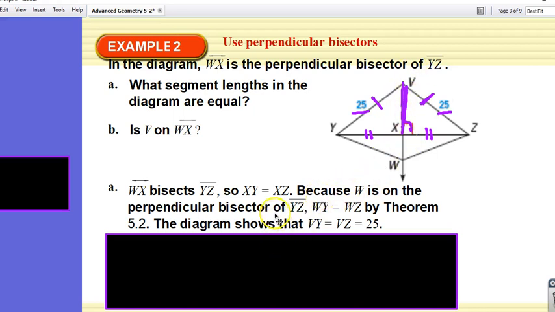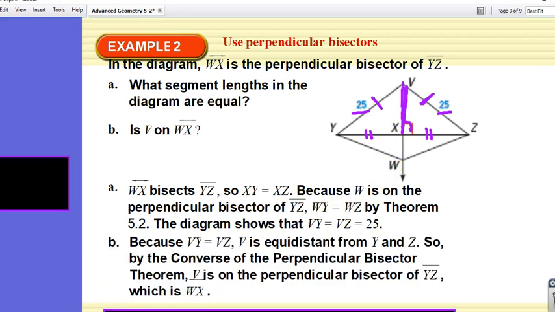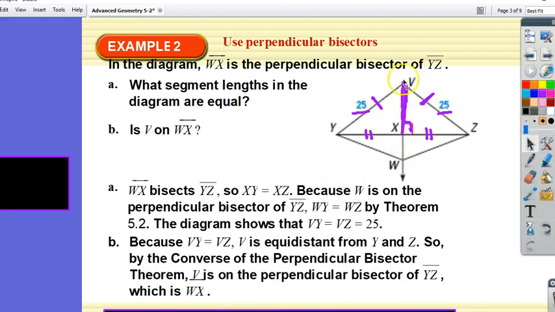Alright, so is V on WX? Yes, because since these two are equal, then this is on it, because this is a perpendicular bisector, right? Make sense? If these two were not equal, then no. But the fact that these are equal, then yes, it is a perpendicular bisector, therefore it goes through V. It's the converse of the perpendicular bisector theorem.